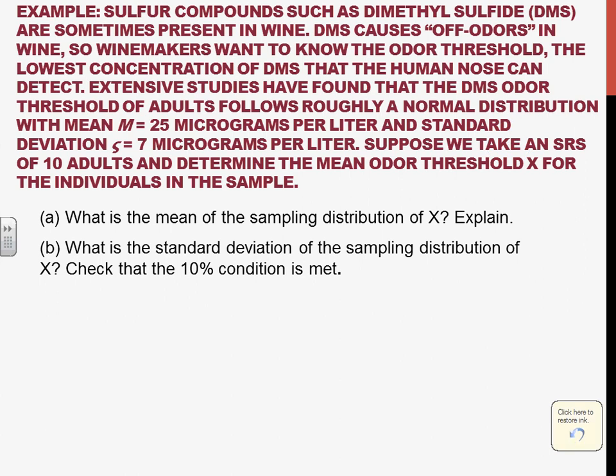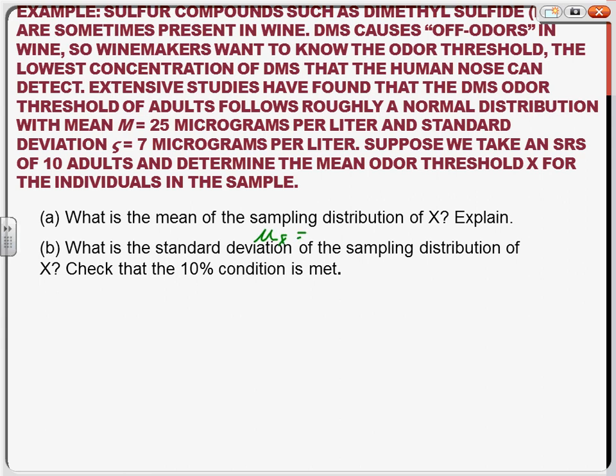Okay, so let's look at this one. Sulfur compounds such as DMS are sometimes present in wine. DMS causes off odors in wine. So winemakers want to know the odor threshold, the lowest concentration of DMS that the human nose can detect. Extensive studies have found that the DMS odor threshold of adults follows roughly a normal distribution with a mean of 25 micrograms per liter and a standard deviation of 7 micrograms per liter. Suppose we take an SRS of 10 adults and determine the mean odor threshold X bar of the individuals in the sample. All right, so what's the mean of the sampling distribution?